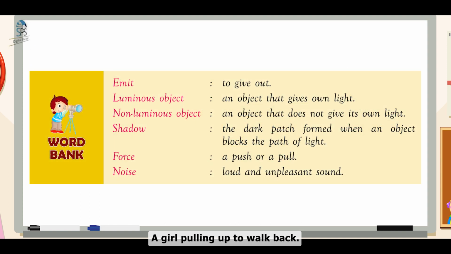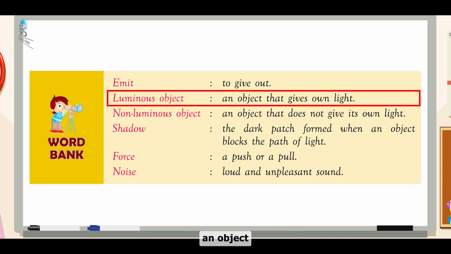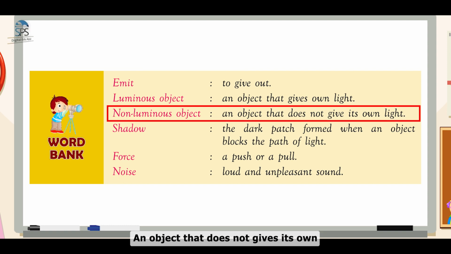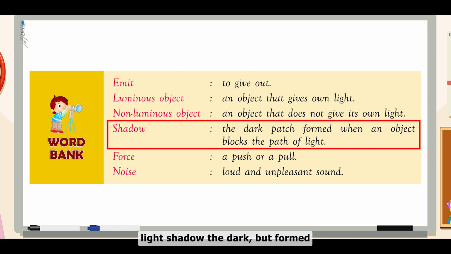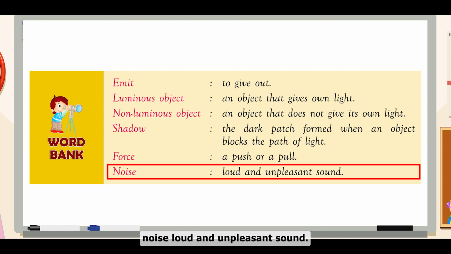Word bank. Emit, to give out. Luminous object, an object that gives its own light. Non-luminous object, an object that does not give its own light. Shadow, the dark patch formed when an object blocks the path of light. Force, a push or a pull. Noise, loud and unpleasant sound.